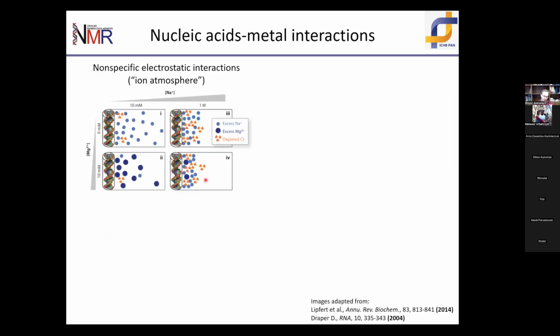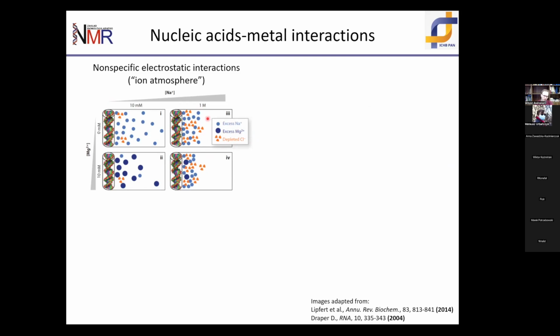Most of the metal ions that neutralize the charge of the biomolecule form the so-called ionic atmosphere. So these are just cations, most usually metal cations like sodium or magnesium cations that move alongside the biomolecule. And what we actually see is not site-specific binding, but rather a depletion of negative ions in its vicinity and an excess of positive ions.